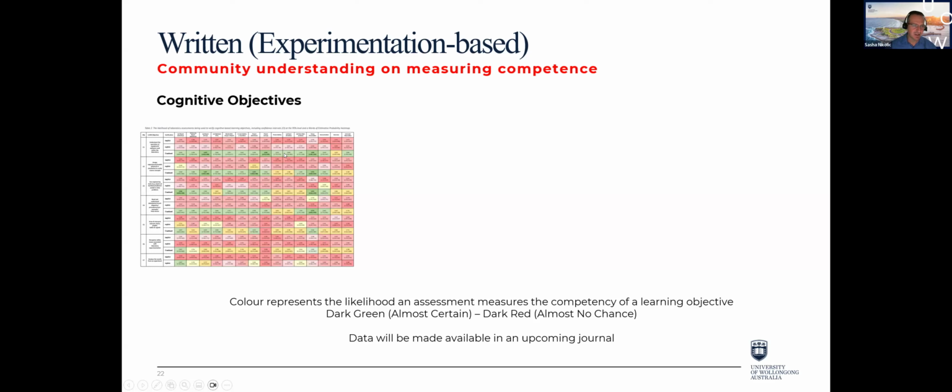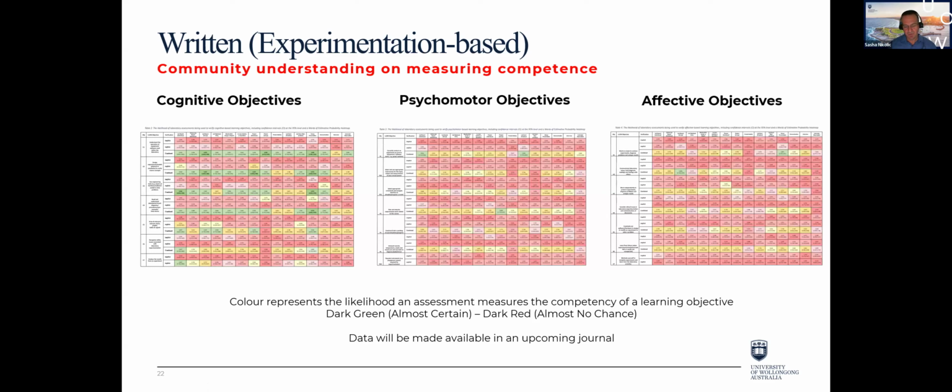So think of a traffic light. Dark green means we are confident that that can be verified. Red means we are not confident that this assessment type can verify this competency. So what we're seeing is lots of green, and this is for cognitive objectives. However, when we move to psychomotor and affective objectives, as an academic community, we have little confidence that our assessment types can verify the different objectives.